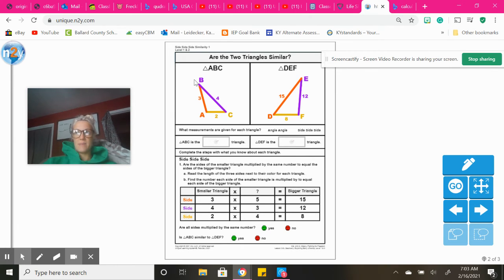Side AB is 3. BC is 4. AC is 2. Now, let's see if we can multiply these by the same number. So first, we know that side, side, side is given.